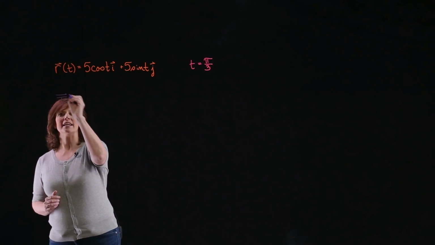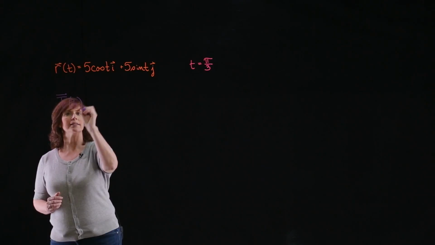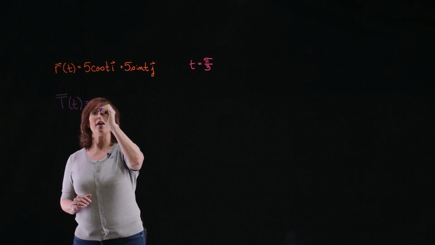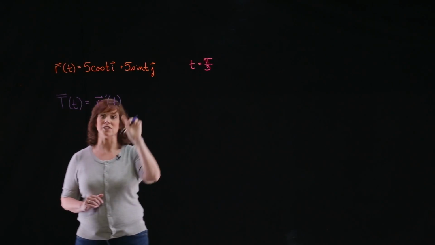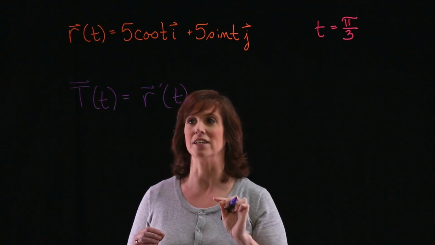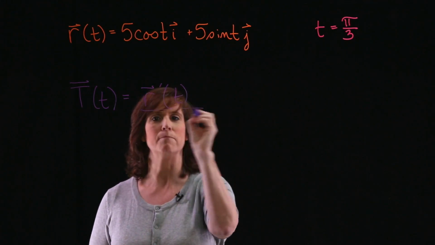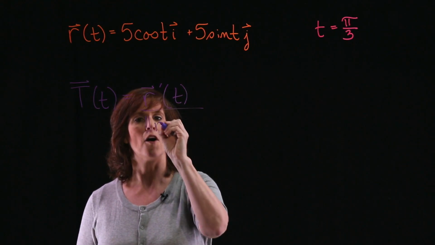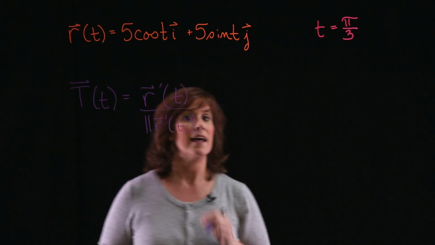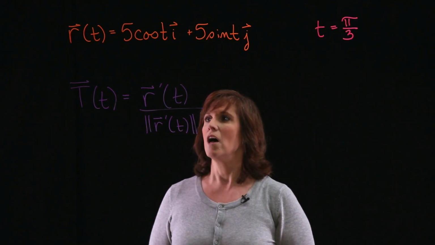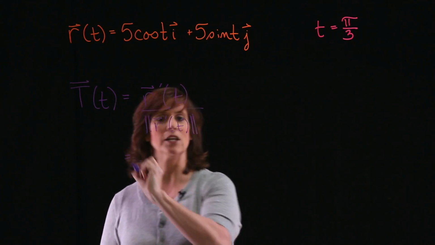If I want the unit tangent vector at any point, what I can do is find the derivative of my vector valued function. Now this gives me a tangent vector, but if I divide that by the norm of r prime, I guarantee that it's a unit vector. Okay, so let's go ahead and take a look at this example.